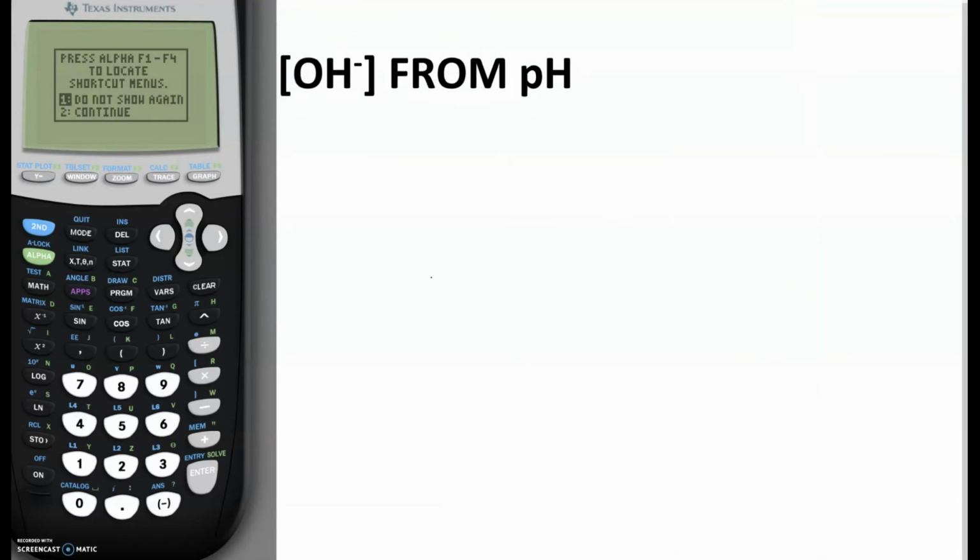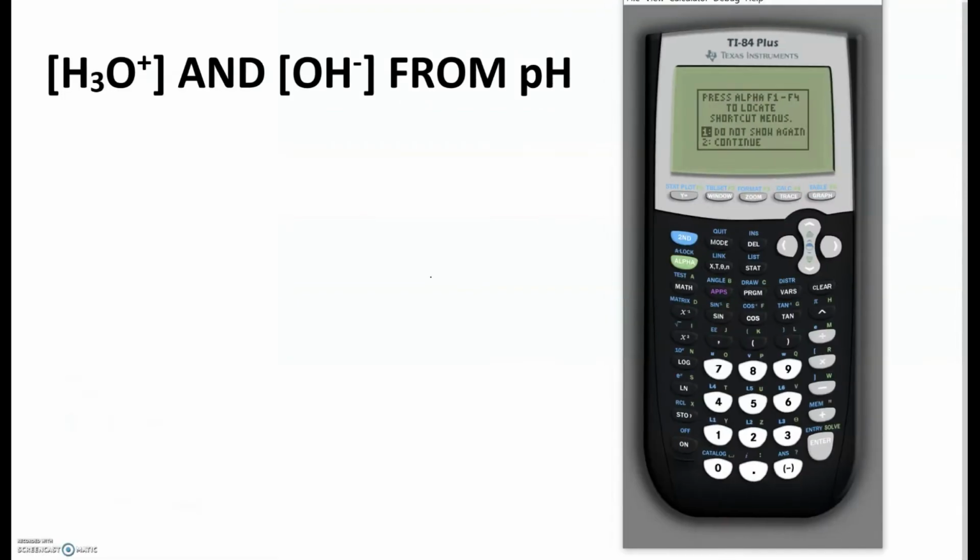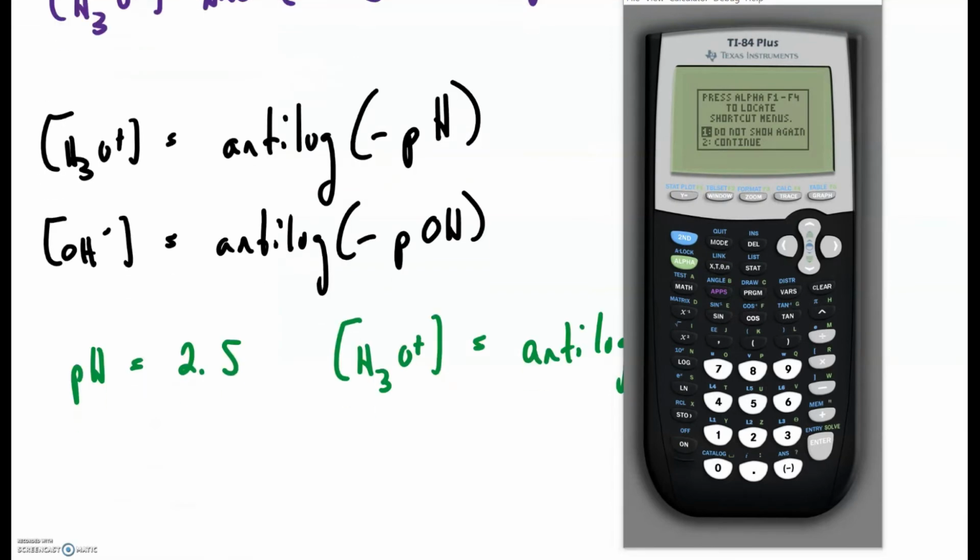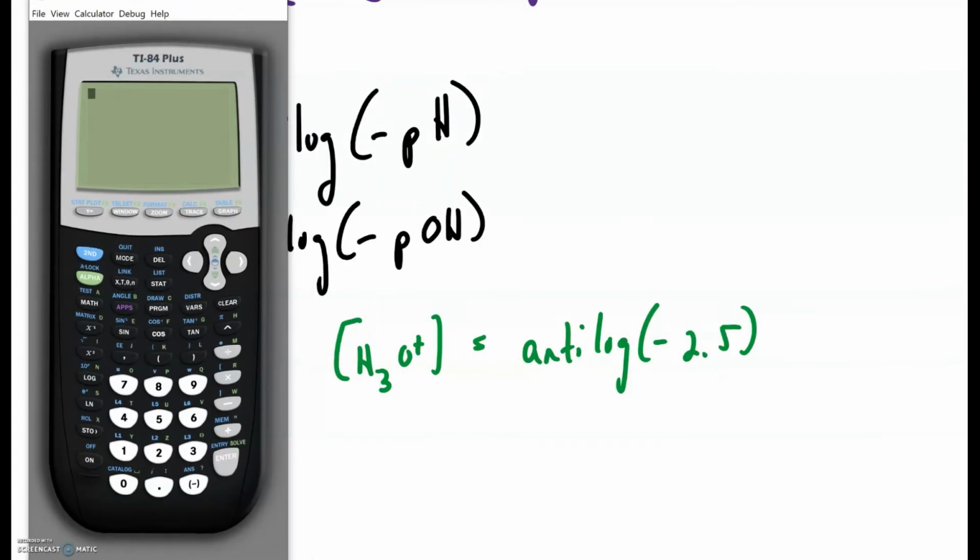Let me make that bigger. And let's make this smaller. Okay, that's better. Sorry. So let's plug this into our calculator, and what we're going to do is we're going to say, since H plus is equal to anti-log of negative pH, and in this case the pH is 2.5, we're going to say anti-log. So here's the log button. Anti-log is going to be the shift function, 10 to the x. And we're simply going to insert negative 2.5, and this is going to tell us our concentration of H plus.